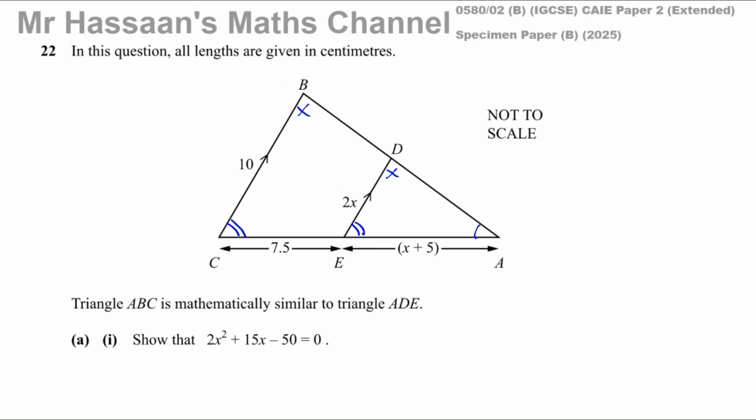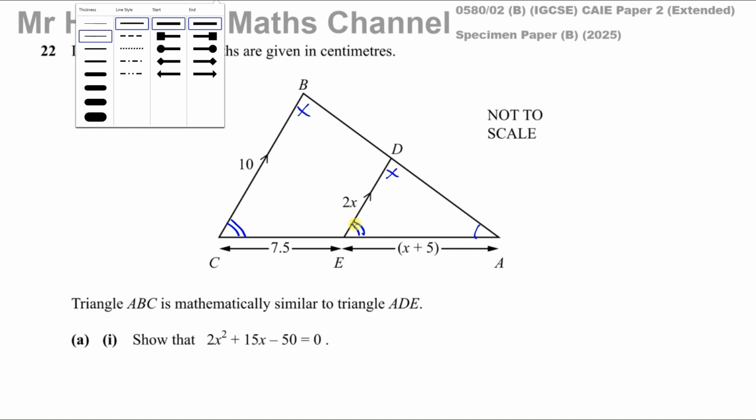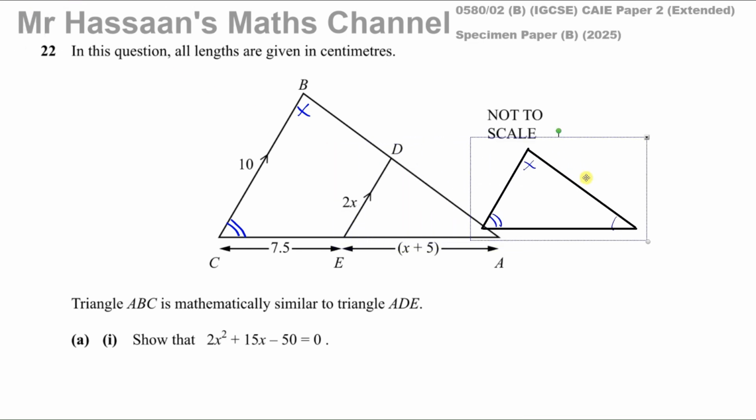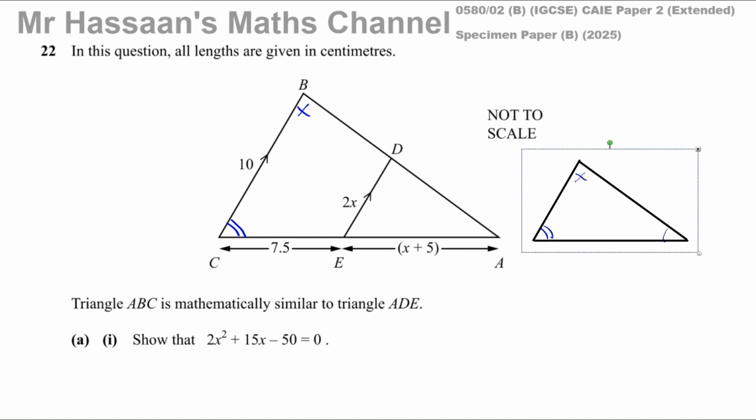So we could do the following. I'm just going to draw this triangle outside of the shape just to make it clear. So I'm going to group this together first, and I'm going to move it out here. So basically, this is A and D and E, and it's similar to the big triangle ABC.